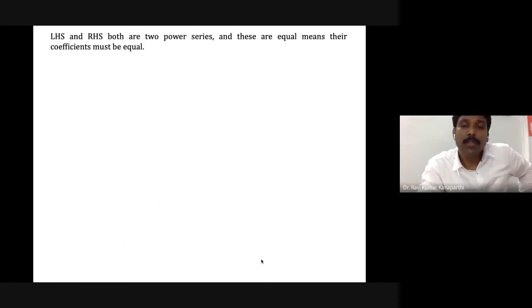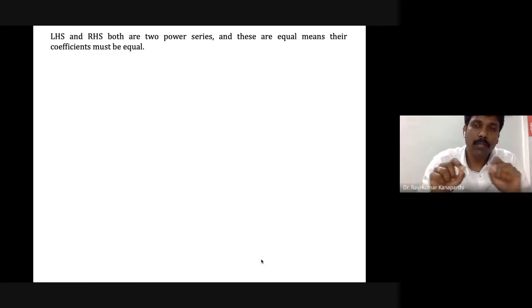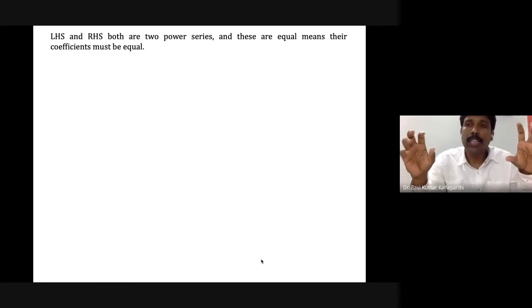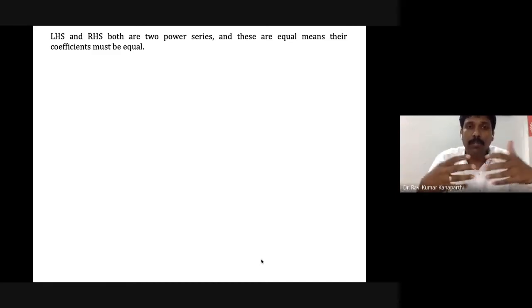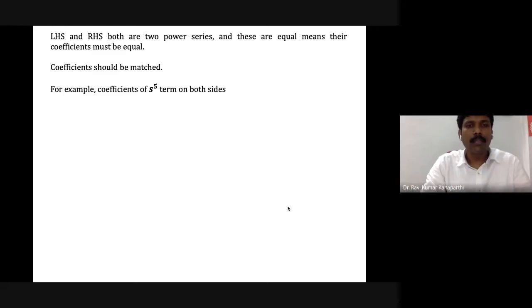In the next step, again the same logic applies. On the left hand side we have a power series, on the right hand side we have another power series, and in between there is an equality, which also indicates that the coefficients must be equal to each other. Only then will that equality be satisfied. Let us compare the s to the power 5 term on both sides.